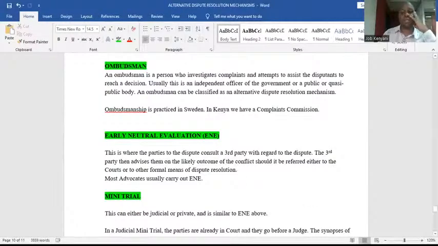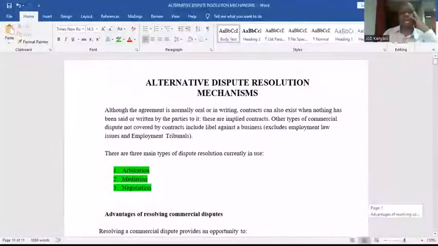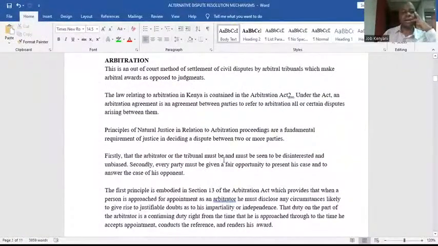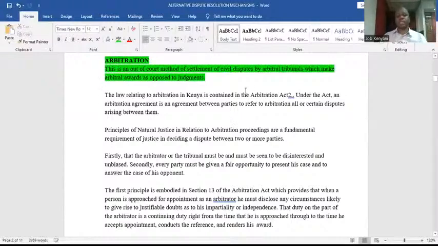When you talk about arbitration, it is where we have an independent arbitrator who will be able to make a determination by giving a ruling on a matter, known as an award. You'll go before an arbitrator who will maybe be appointed by the affected parties under the dispute. It is an out-of-court method of settlement of civil disputes by arbitral tribunals, which make arbitral awards as opposed to judgments. So they don't make judgments or rulings like in a court of law. The decision given by these arbitration bodies is what we call an arbitral award.